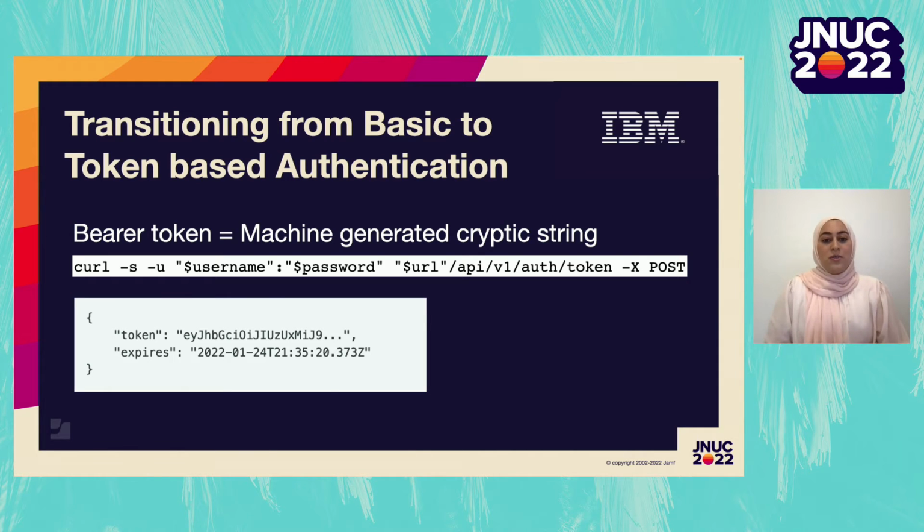In order to generate the token, we use basic authentication to send a POST to the auth token endpoint. This will then generate this JSON object that you see here on the screen, which contains both the token itself and the token expiry, as seen on the screen.